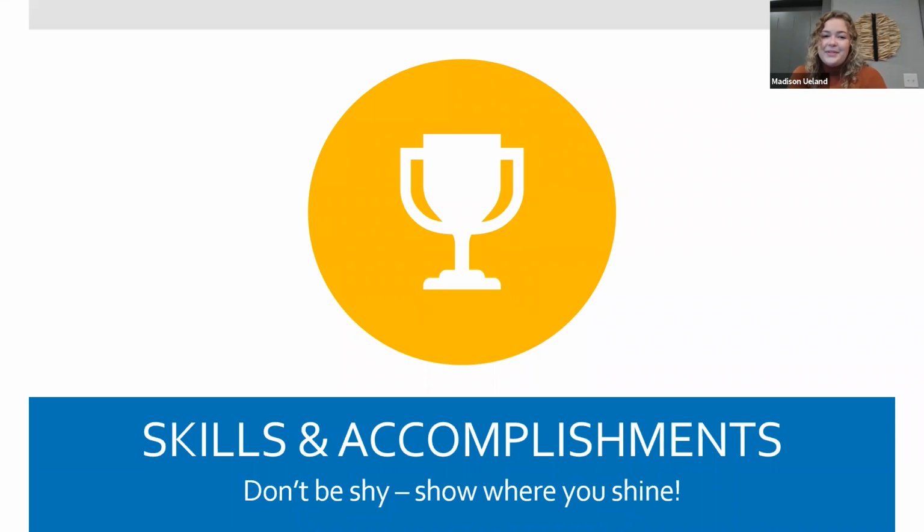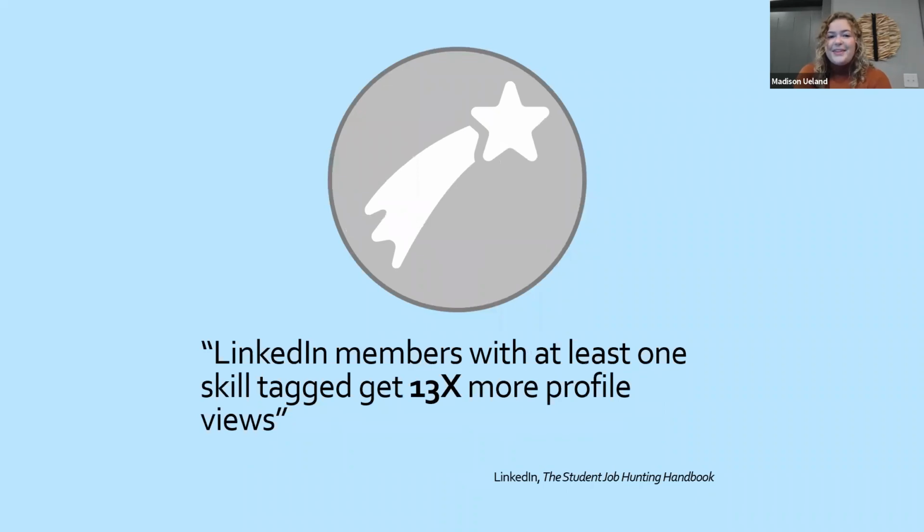And then for skills and accomplishments, don't be shy, show where you shine. LinkedIn members with at least 1 skill tag get 13 times more profile views, because in the first slide I showed where you can actually filter by skills. I would encourage you to use skills more specific to whatever you're pursuing. So maybe not adding Microsoft Word and focusing on something more specific. Maybe it's SEO, whatever helps you stand out, versus things that are kind of standard, unless you're good at Excel, because we know how Excel is.